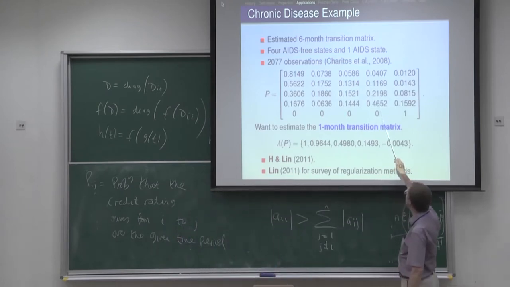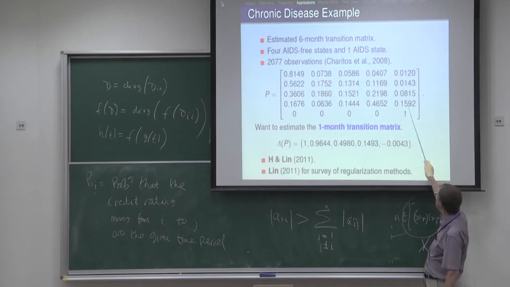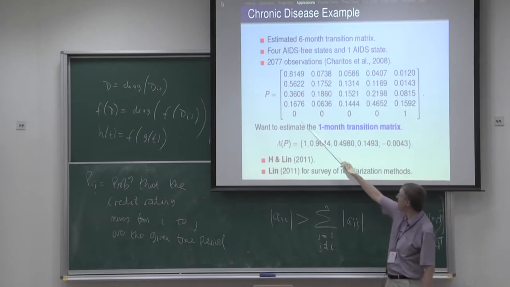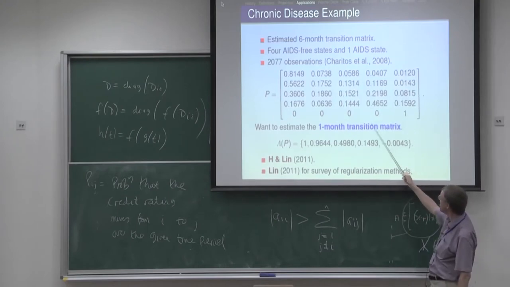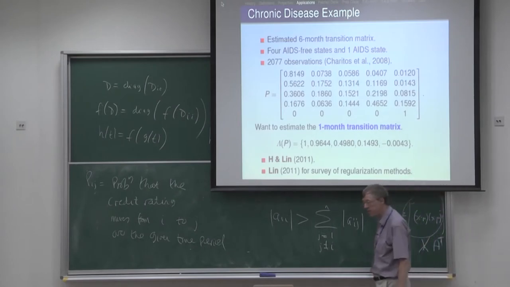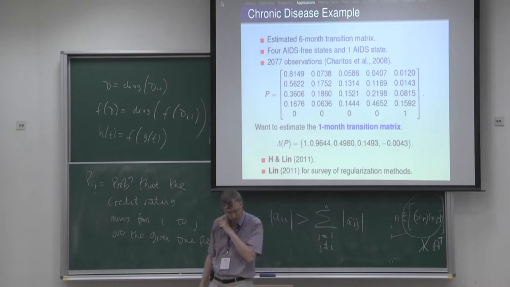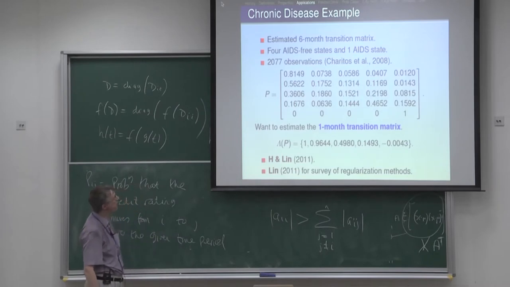So this number here means that if you're in state 4, this is the 4-4 entry. Well, if you're in state 4, there's a probability of about 16% you'll be in state 5 on the next time interval. If you're in state 5, you'll still be in state 5, because that means you've got AIDS. So that's the 6-month observed transition probability matrix. And the question in this paper was, what's the corresponding 1-month transition matrix? So can you find a 6th root of that matrix that is stochastic?